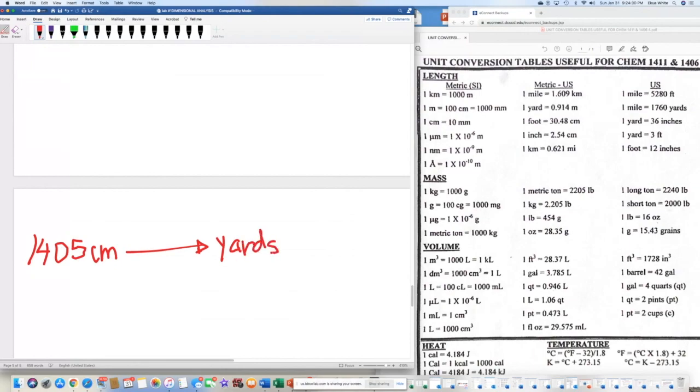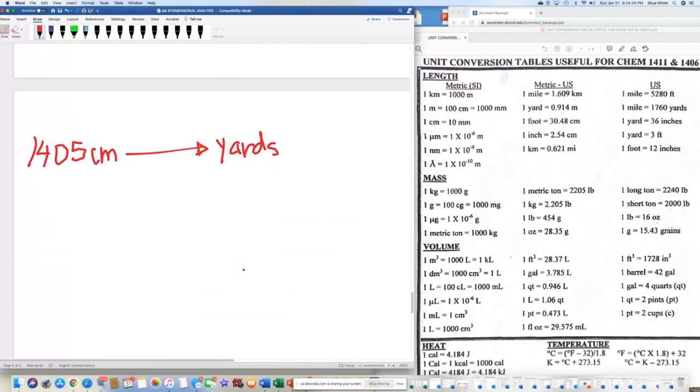Okay. So I'm gonna take a step back a little bit, and you're gonna tell me what to do. So what group of measurements is this? Centimeters to yards. What do you think? Is it length, mass, volume, or time? Length. Okay, so we're gonna look here in the length region, right? And hopefully you can see my whole screen. So what conversion do you think we can use to go from centimeters to yards? What's the best one?